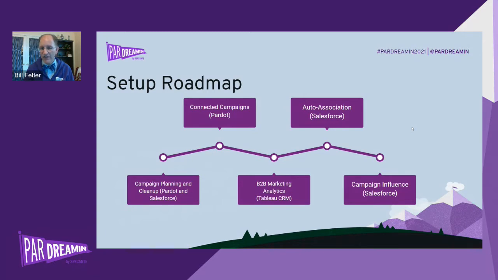The second thing is to turn on connected campaigns. That's in Pardot. The third thing is to set up B2B marketing analytics, aka Tableau CRM. The fourth thing is to turn on the auto association settings in Salesforce, and then turn on the campaign influence tick box in those auto association settings. So those are the individual settings. Now the question is, what do you need when you're setting this thing up?